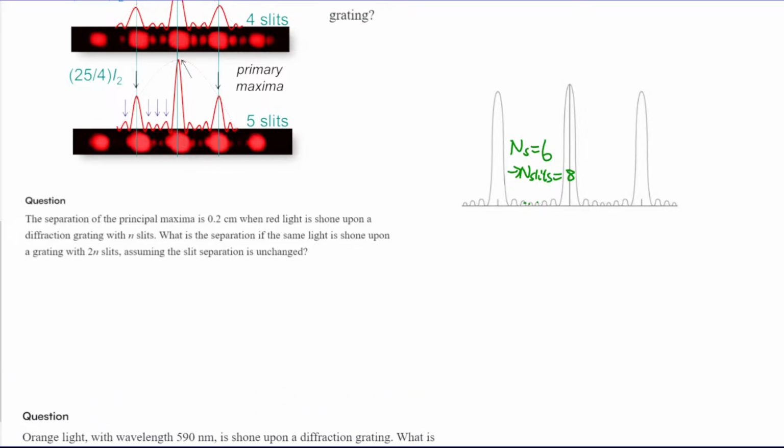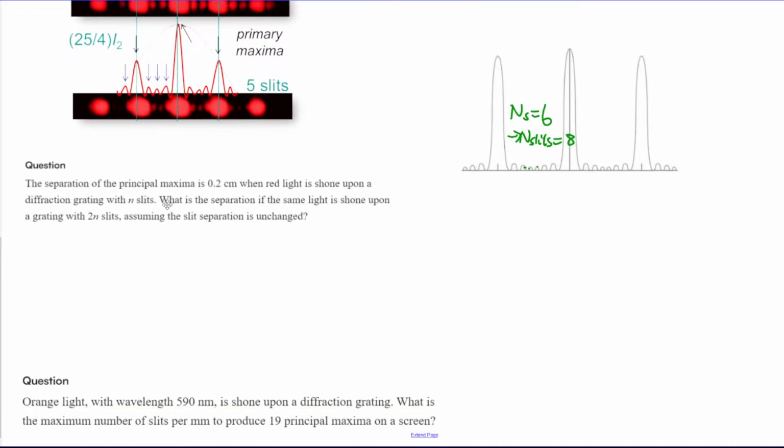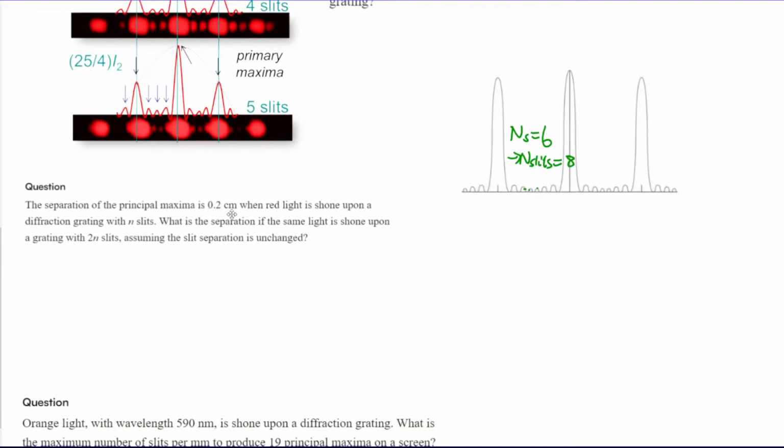All right. A more interesting question would be something like this. The separation between principal maxima is 0.2 centimeters. Red light is shone upon it. Okay. What is the separation for the same light? Okay, the wavelength does not change. Shine it upon a grating with double the number of slits, but the slit separation is unchanged. Right? So separation is unchanged.